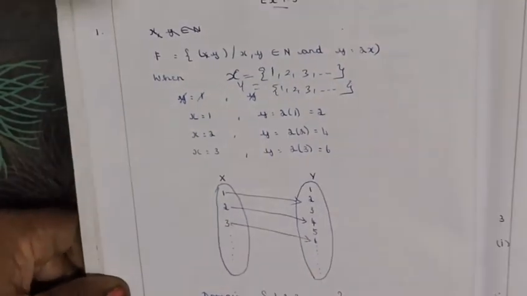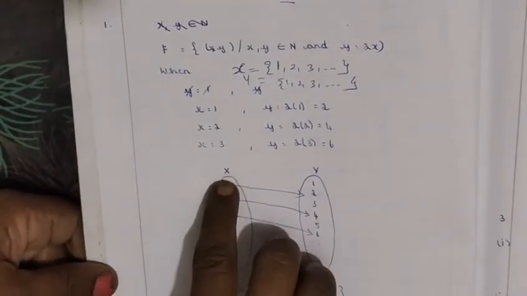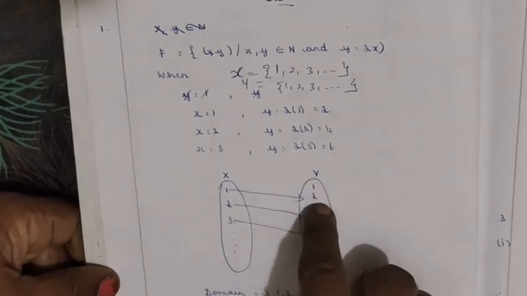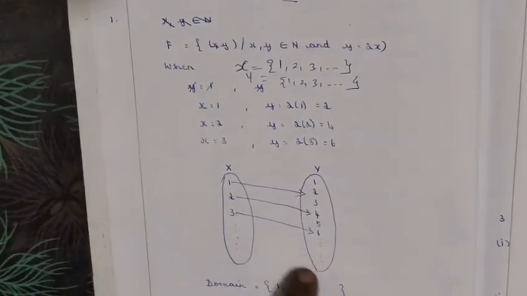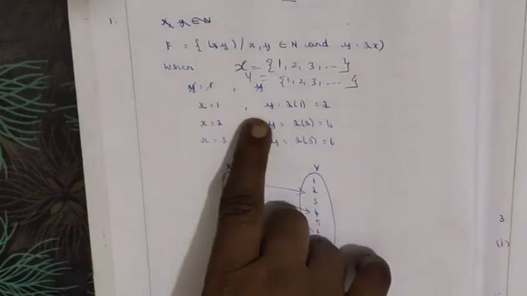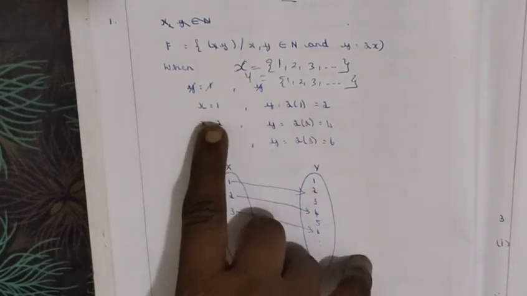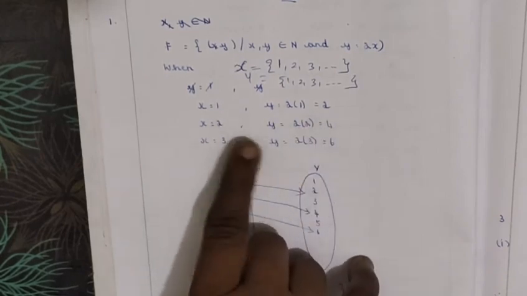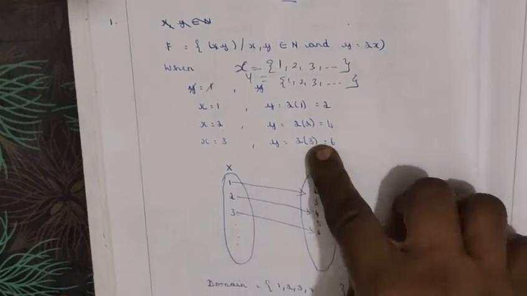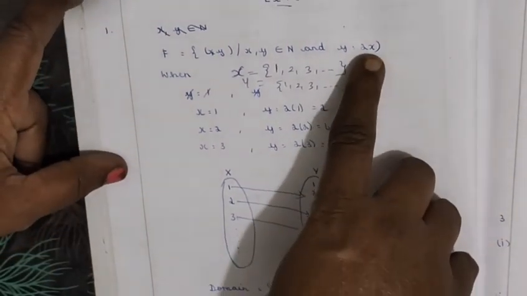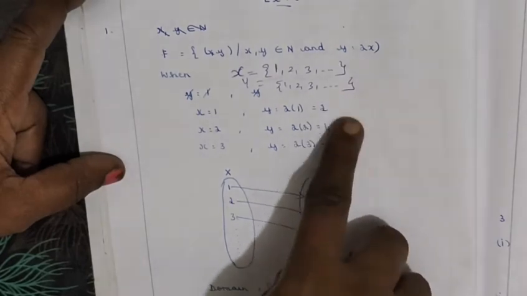First set is natural numbers. Y also belongs to natural numbers. We have to find for all the values of x. When x equal to 1, y equal to 2 into 1, 2. When x equal to 2, y equal to 2 into 2, 4. X equal to 3 means y equal to 2 into 3. So obviously when we multiply a number with 2, it becomes even numbers.